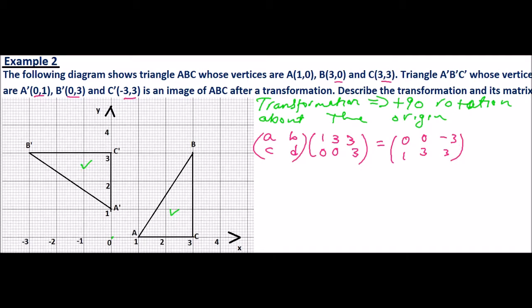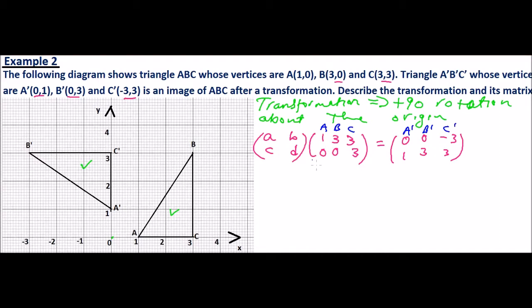So what we mean here is this is our A, this is our B, this is our C, this is our A prime, this is our B prime, and this is our C prime. If we are able to get the values of A, B, C, and D, then we have obtained the matrix of transformation. So we multiply.